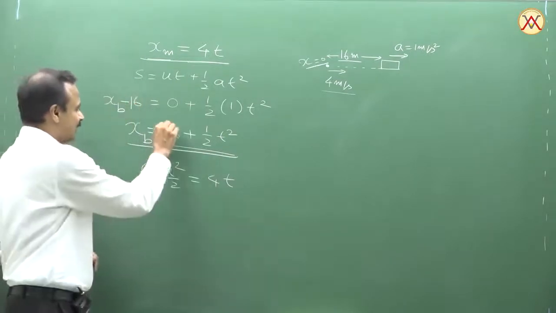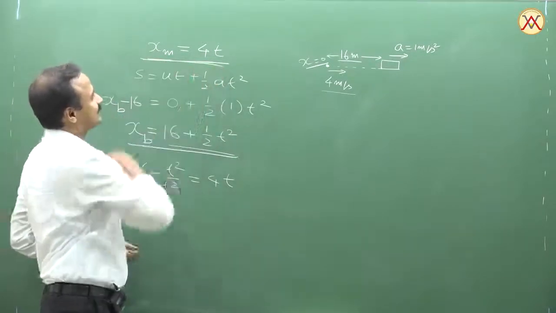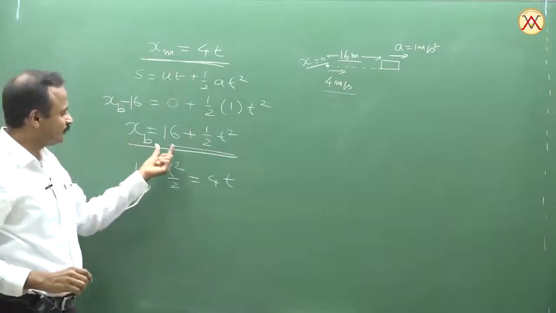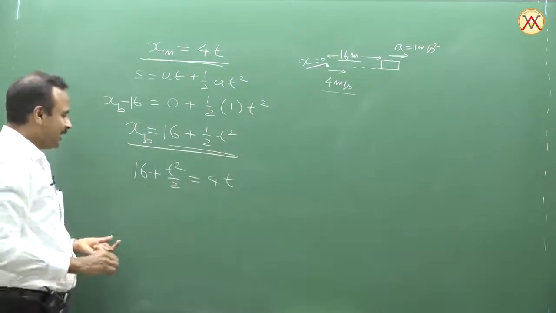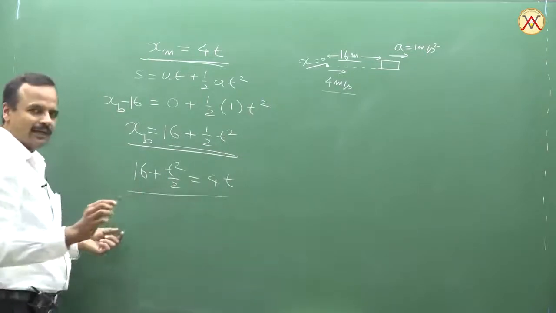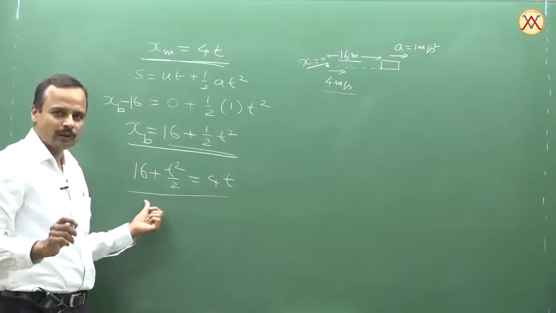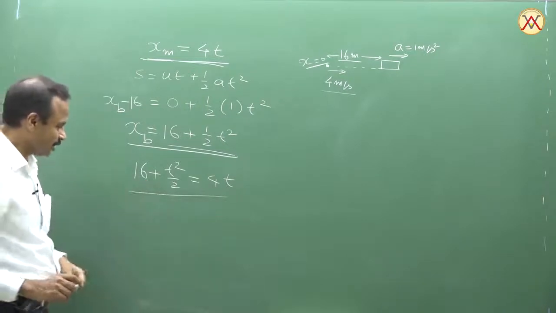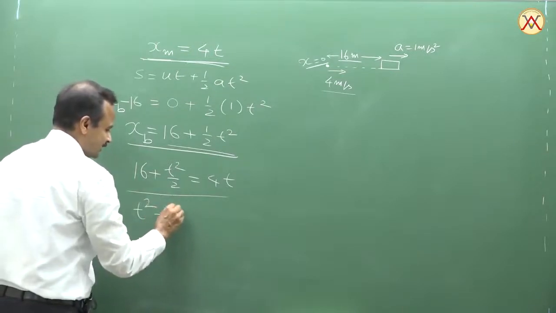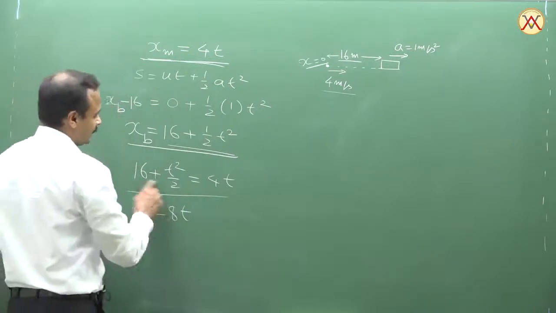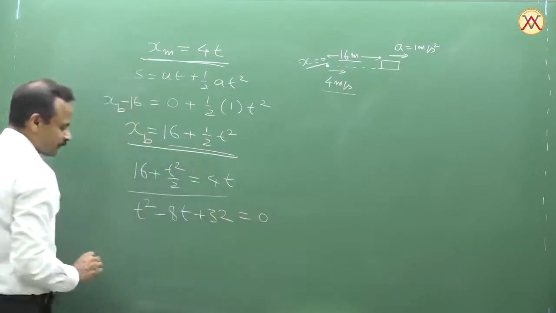The 6 here, I will replace it by 16. The x coordinate of man is same, 40. X coordinate of bus becomes 16 plus half t square. And again, if and when man catches the bus, we should have their coordinates equal. Alright, let's try to solve this quadratic. It will become t square minus 8t plus 32 equal to 0.